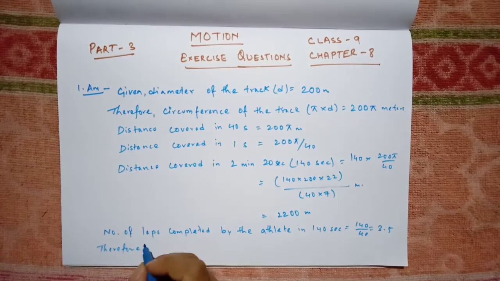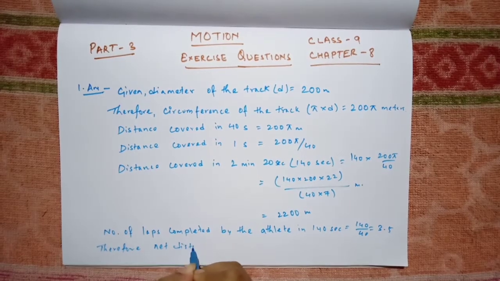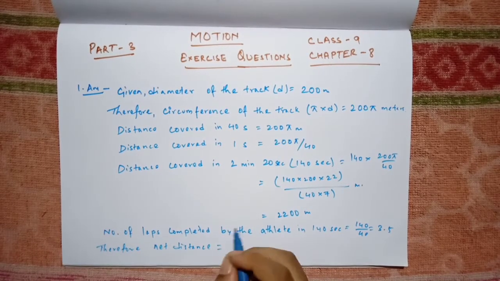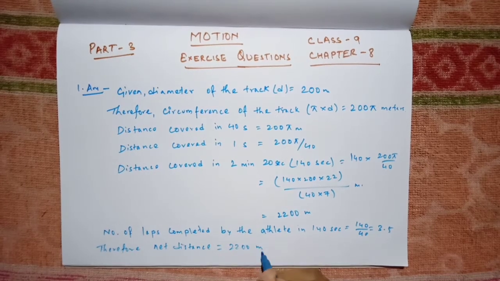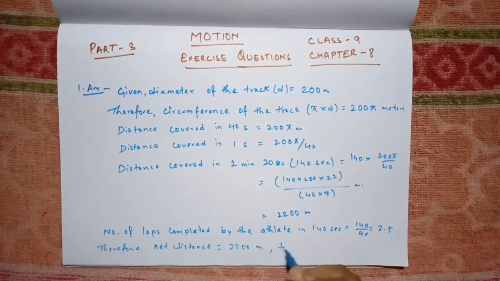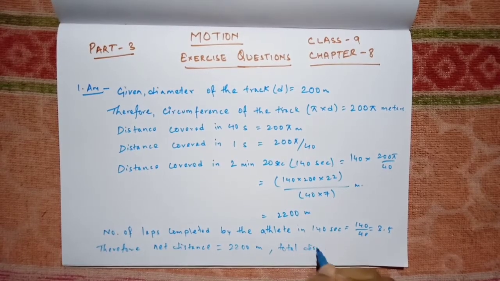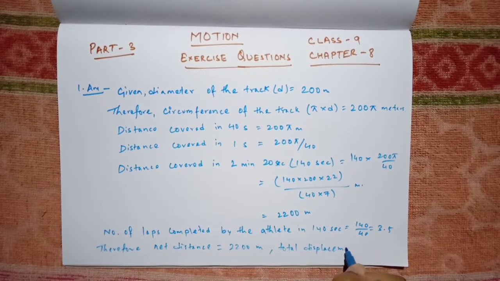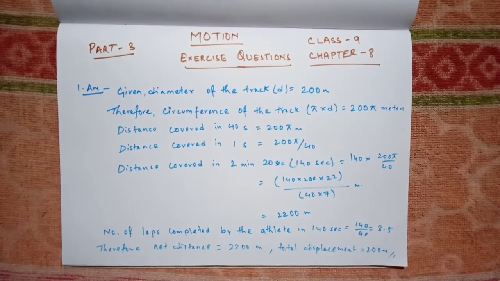So therefore the net distance is equal to 2200 meters, and the total displacement is 200 meter.